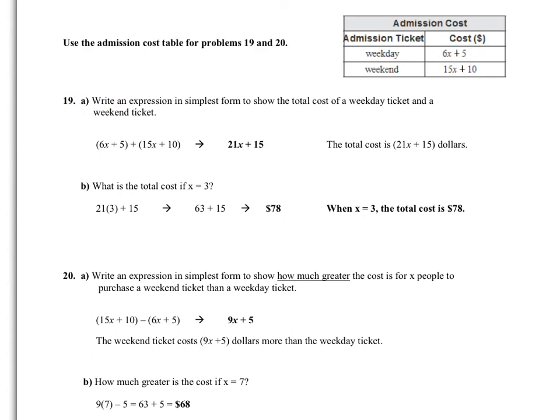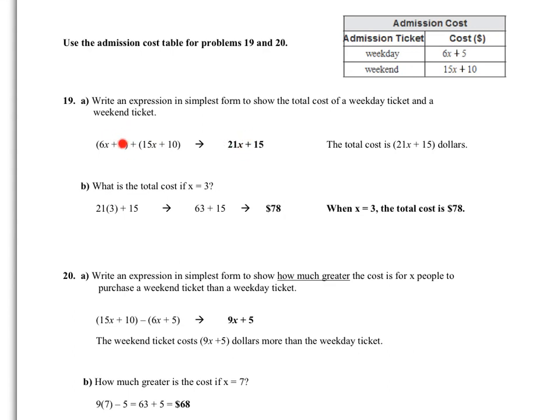So, number 19, write an expression in simplest form to show the total cost of a weekday ticket and weekend ticket. So, we're going to do the total cost of a weekday and a weekend ticket. That means we're going to add them. So, we're going to add our 6x plus 5 and our 15x plus 10, which is shown right here. So, we combine like terms. We have 6x plus 15x. When we do that, we get 21x.